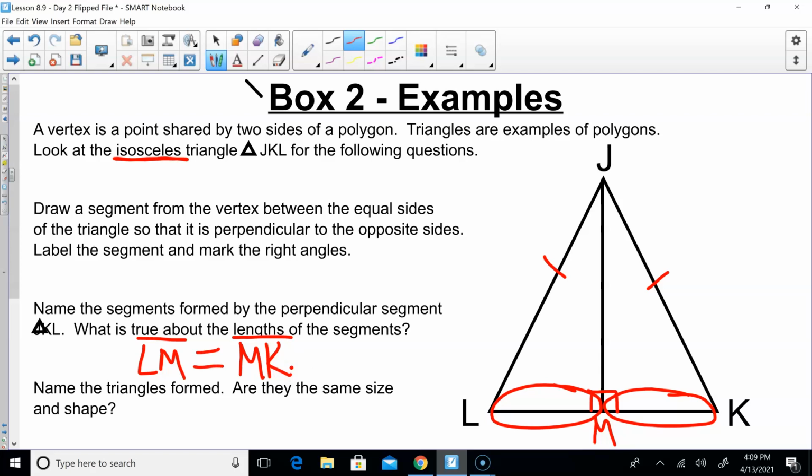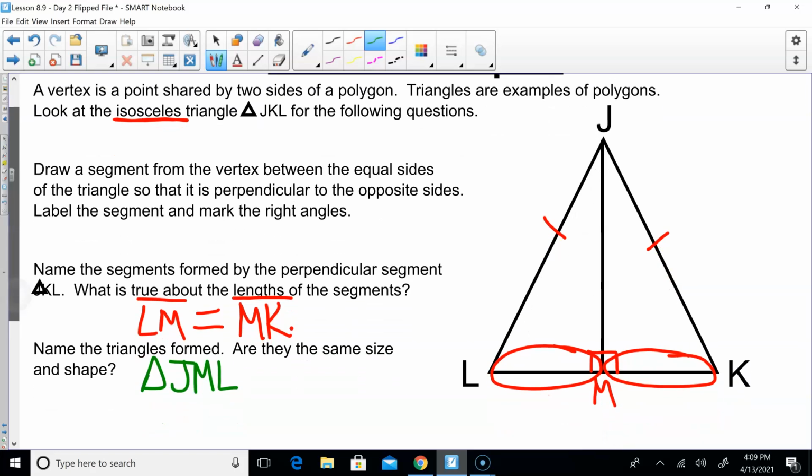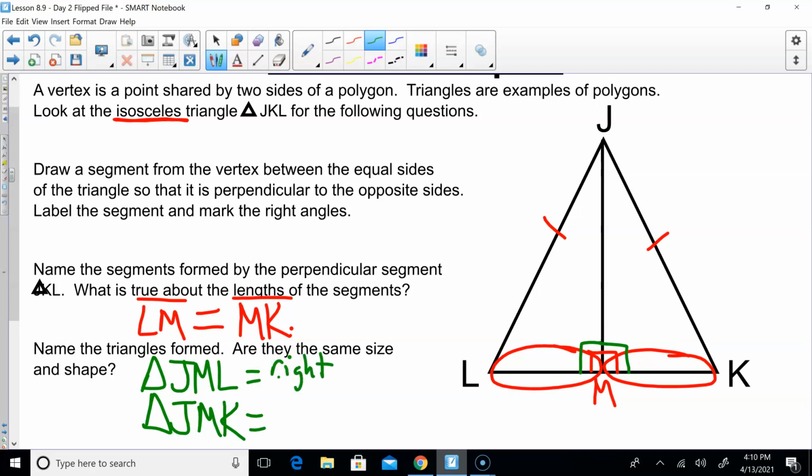Now we have to name the triangles formed, and are they the same size and shape? Well, let's name the triangles formed. So we have a new triangle right now. We have triangle JML and triangle, I'm going to slide down a little bit, triangle JMK. And if I look at both of these, since I have these new right angles right here and right here, these would both be right triangles.